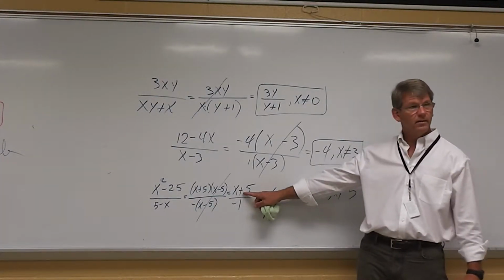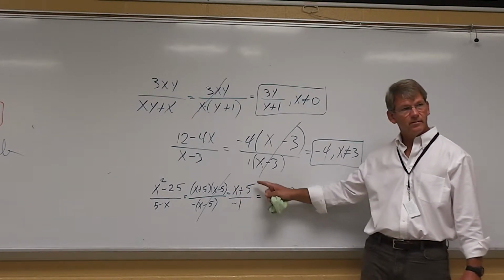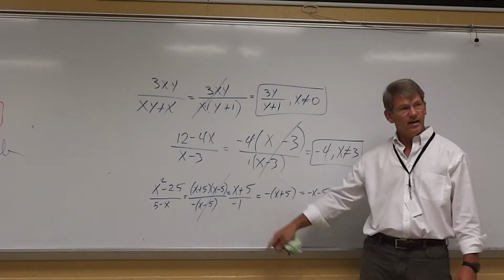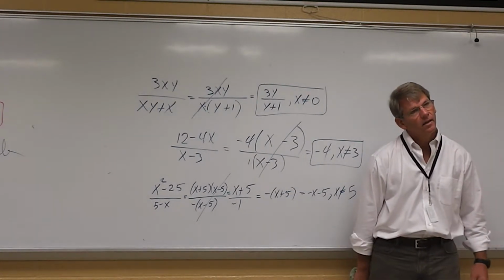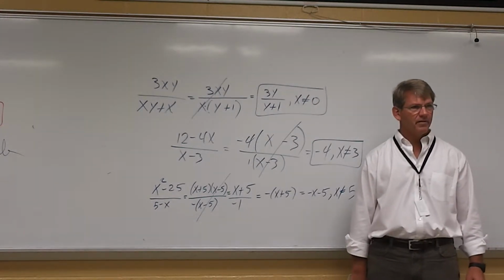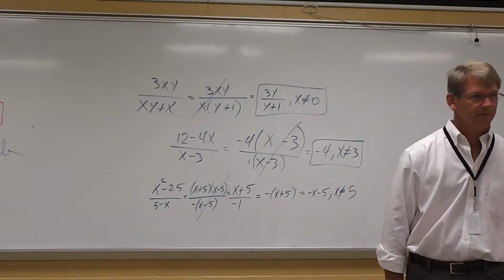Now, looking here, Connor, what number is going to make that 0? -5. Well, do I need to list that as an exclusion too? Why not? It's in the numerator. Can I have 0 in the numerator? Yep. It's okay to have 0 in the numerator. That's not a problem at all.